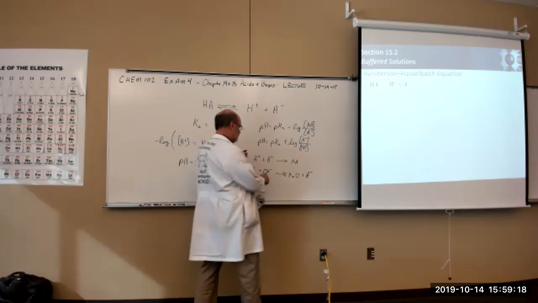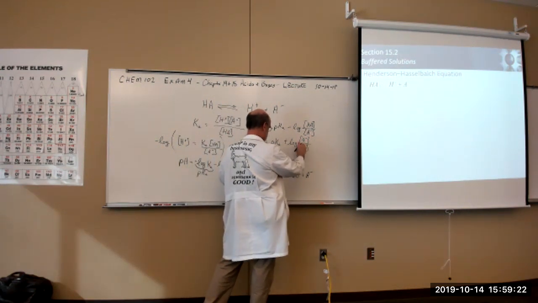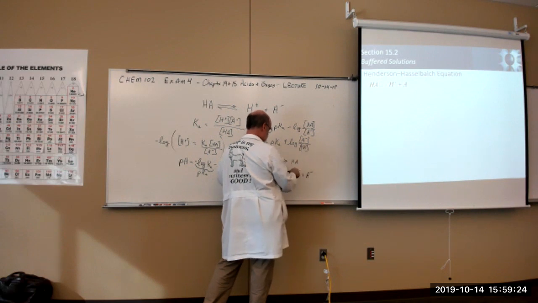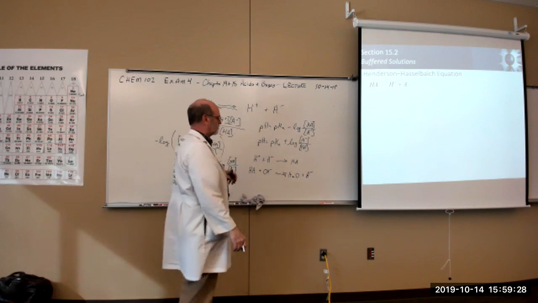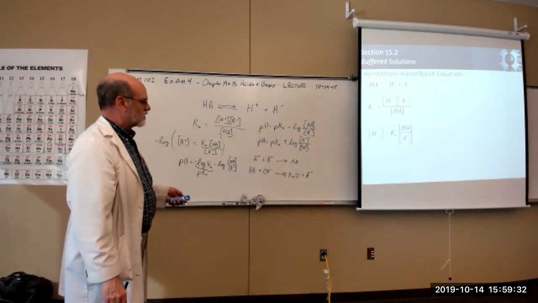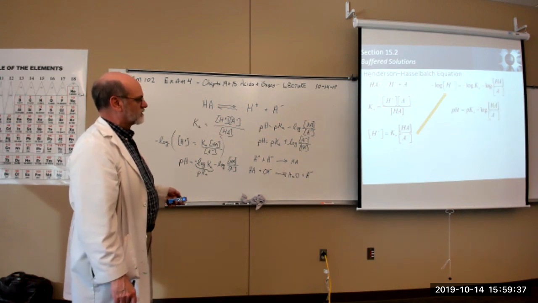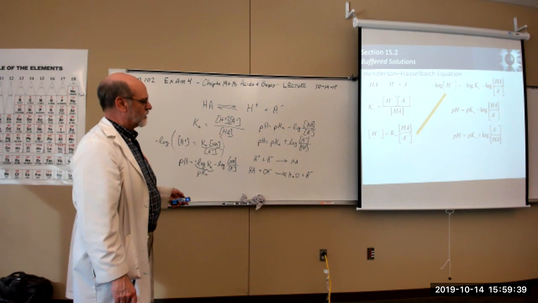So if you add acid, you're going to shift this ratio slightly toward HA. And if you add base, you're going to shift slightly toward A minus. So this is the derivation of the Henderson-Hasselbalch right there in animation. There you go.